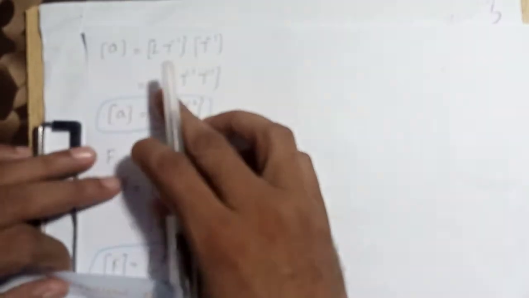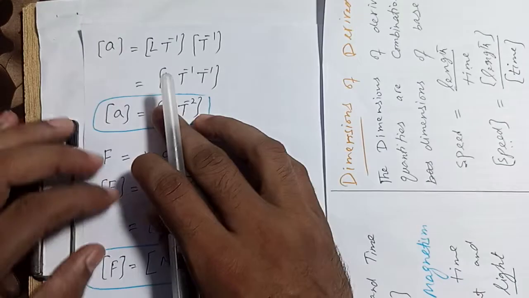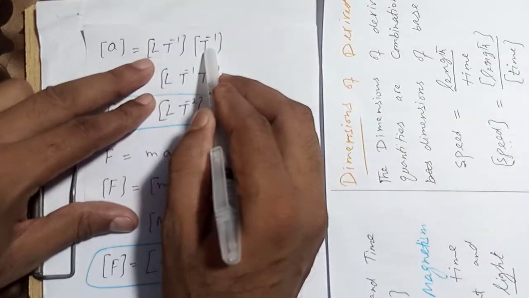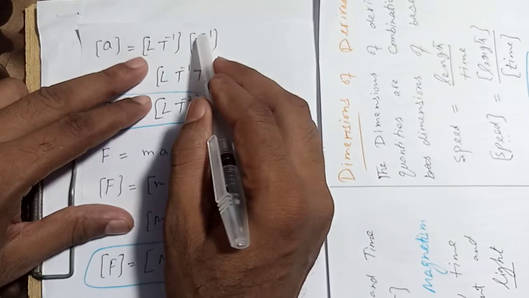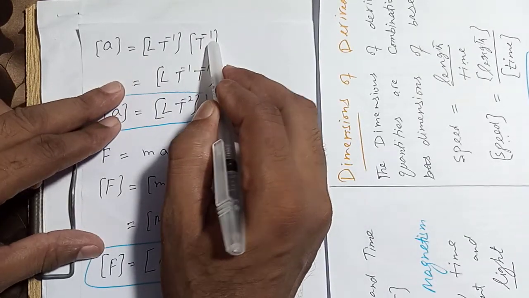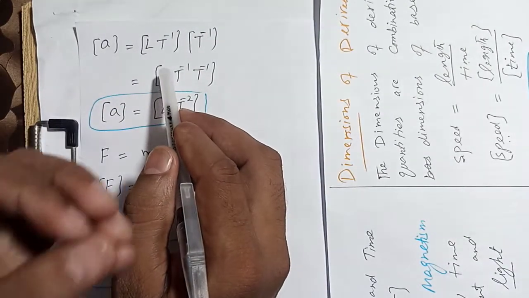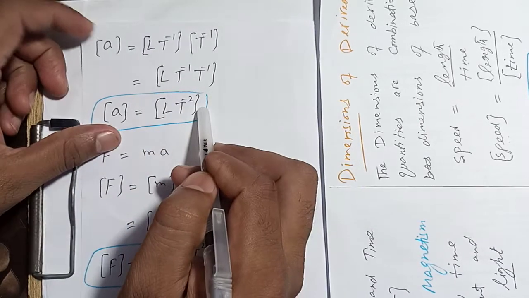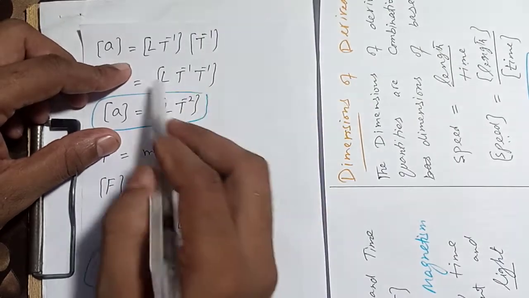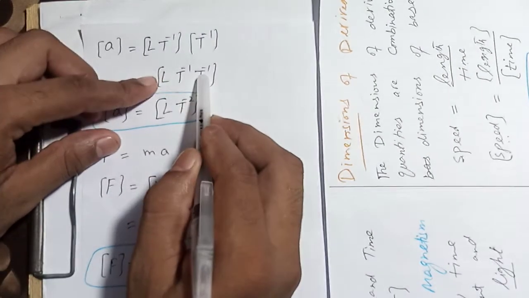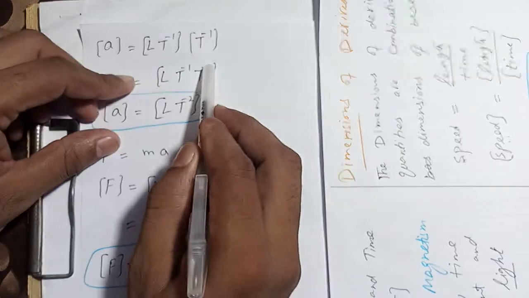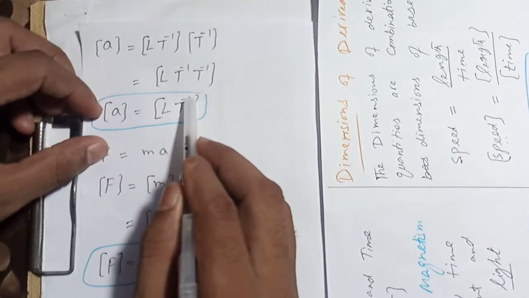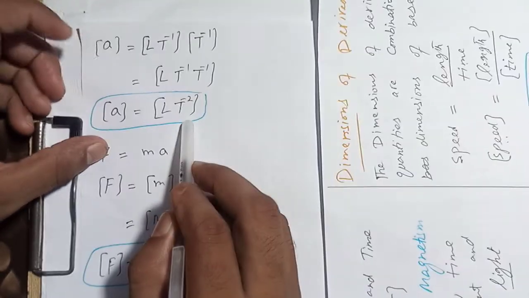So the dimension of acceleration, a, is equal to LT inverse. This term was in the denominator. When it comes to the numerator, the sign of its power is changed. For every physical quantity, the final answer of dimensions is written in one square bracket. So we combine these two brackets, and it will become L T inverse T inverse. These powers are added, so the dimension of acceleration is equal to L T to the power minus 2. So this is the dimension of acceleration.